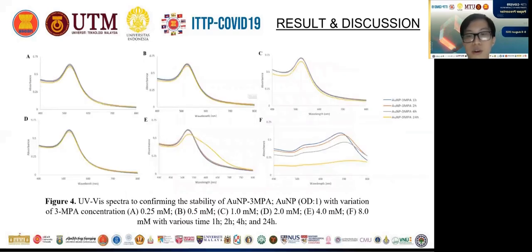And this is the result for the 3-MPA concentration optimization with various times from 1 hour to 24 hours. Interestingly, we can see that figures A until D show no significant changes. And figure E shows significant changes after the 24-hour mark, which shows it's not that stable. And figure F shows instability or poor stability even from the 1-hour mark. And so we will choose the 2 millimolar because it has good stability with the highest 3-MPA concentration.